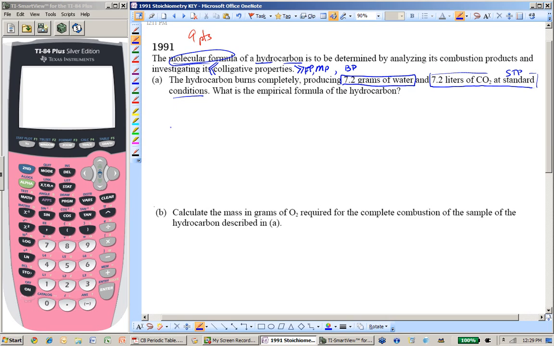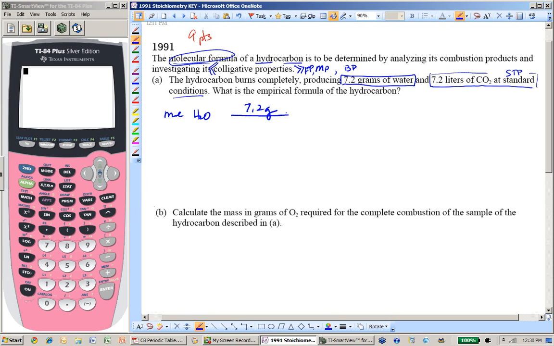This is a classic. This happens a lot. Learn this technique. Burn it completely with enough oxygen, go all the way to CO2, calculate the moles of water, calculate the moles of CO2, go to moles of carbon, go to moles of hydrogen, compare the mole-to-mole ratio, and you're done. So let's start with moles of water. That's what they gave us first.